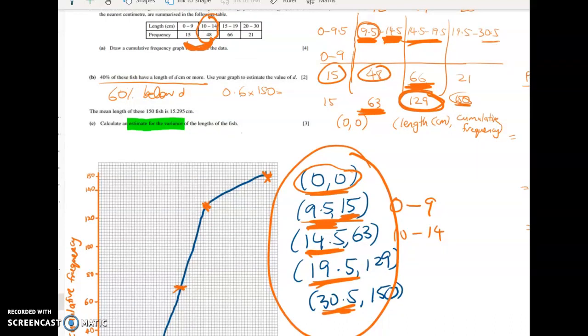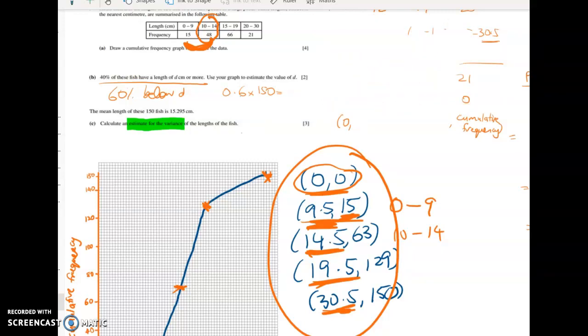And then what we're going to do is use that graph to figure out roughly what the value of D is. So things to watch for in this question: we're asked 40% of these fish have a length of D centimetres or more. If you're in a hurry, you're going to go, oh, 40% of 150 is 60, right? But that's not what we're looking for. We're saying 40% of these fish have a length of D or more, so 60% have a length of D or lower. So what I'm looking for is the 90th fish, right? 60% of my fish will give me the 90th fish.